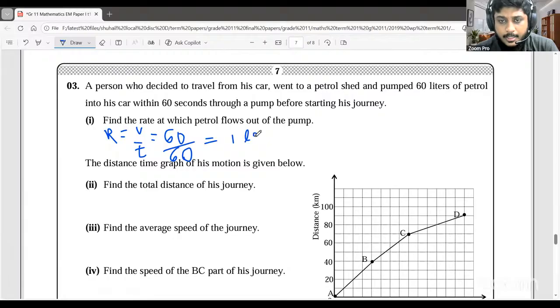So you can write 1 L s minus 1. Right, or you can write 1 liter divided by second. You can write, no problem.